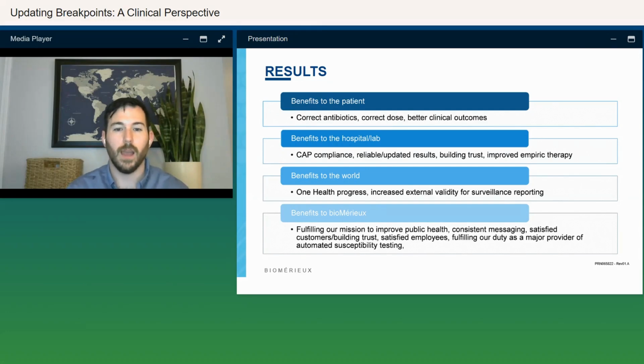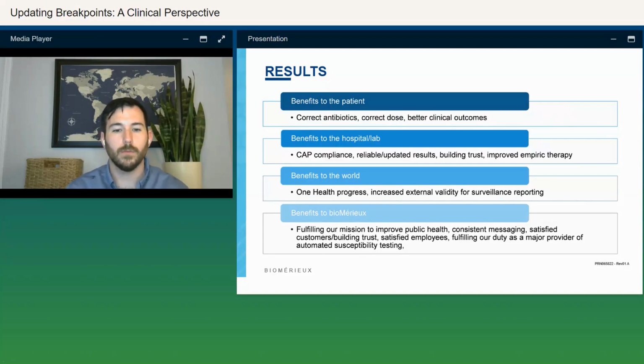For the hospital or lab, we're hoping to assist with CAP compliance, allow you to be able to provide reliable and updated results, building trust amongst the community, and improve empirical therapy for your patients. For the world, for the globe, there are potential benefits from a One Health perspective and making progress here. The updates here may increase your external validity for surveillance reporting.